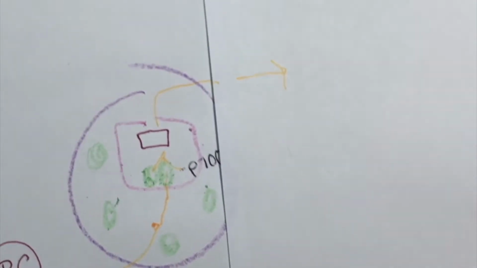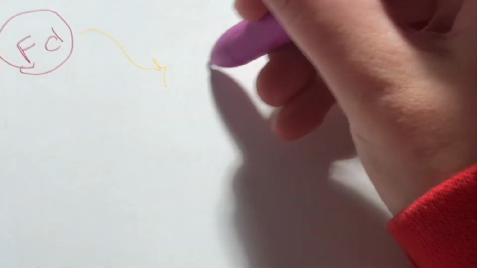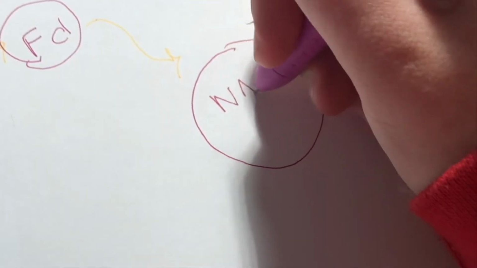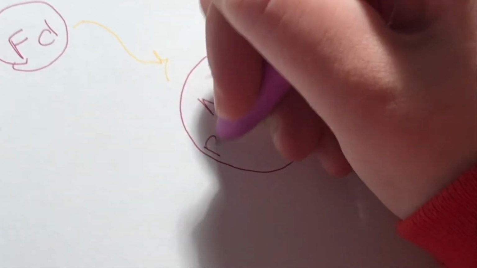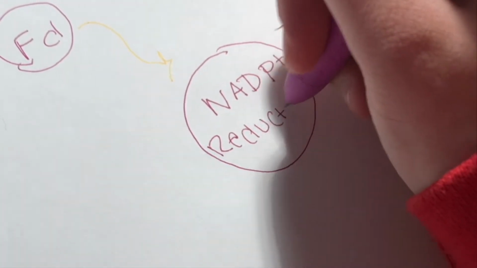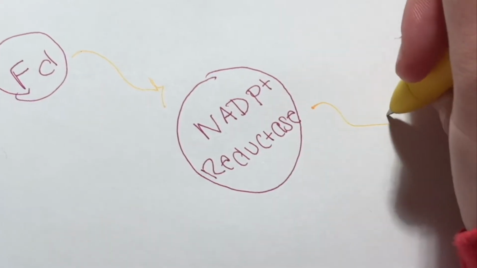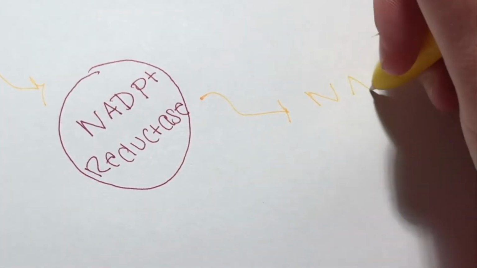Electrons, like myself, are passed in a series of redox reactions from the primary electron acceptor of PS1 down a second electron transport chain through the protein ferredoxin. We are then transferred to NADP+ to create NADPH via the enzyme NADP reductase. That's what I like to call linear electron flow.